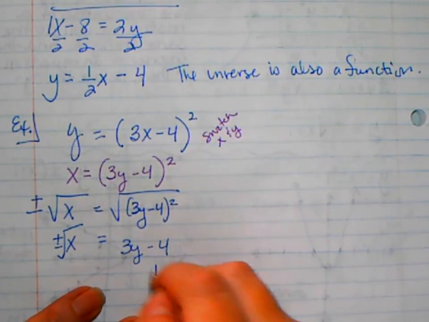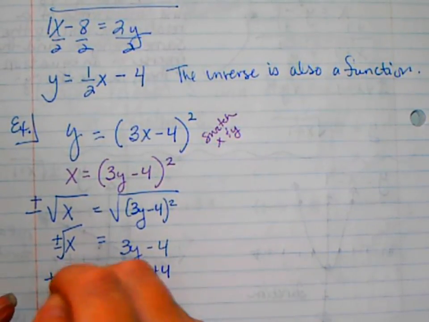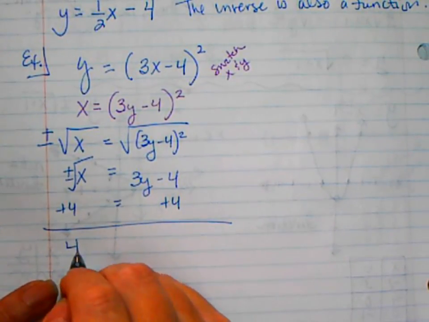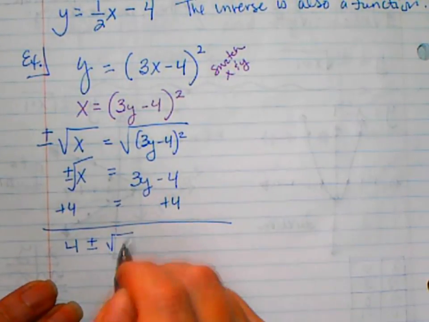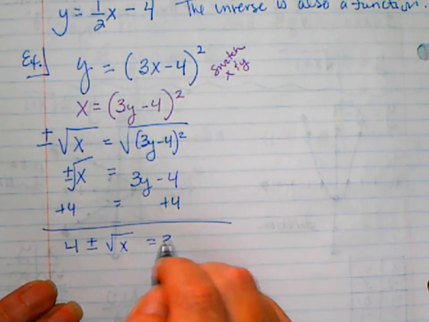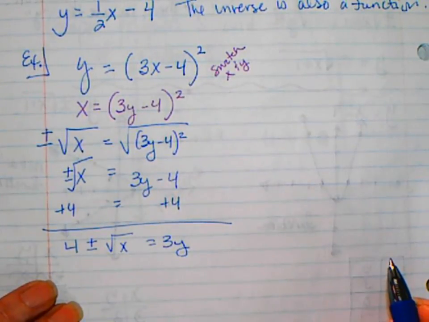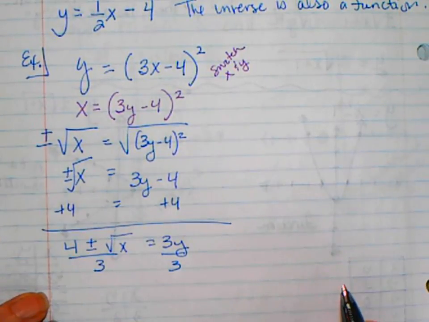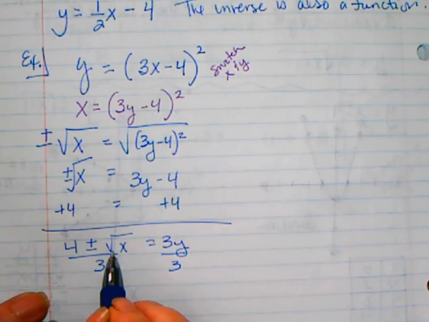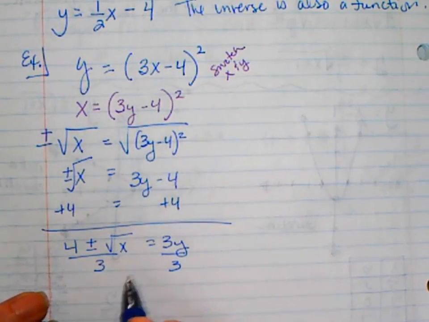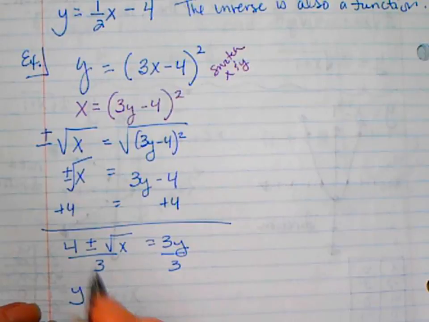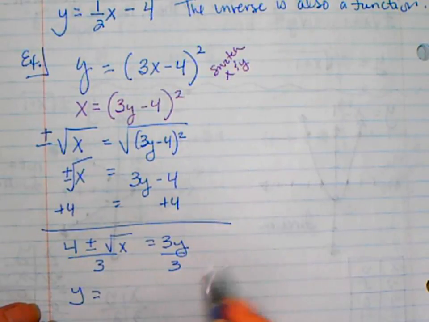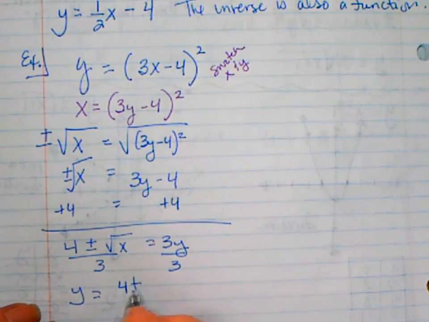Add 4 to both sides. Now, can I add 4 to that x under the radical? No. So I would write that as 4 plus or minus the square root of x equals 3y. Divide by 3. Shouldn't the x go first because it's standard form? Not because there's a radical. So y equals, can I do any simplifying with this? No. So 4 plus or minus square root of x over 3.